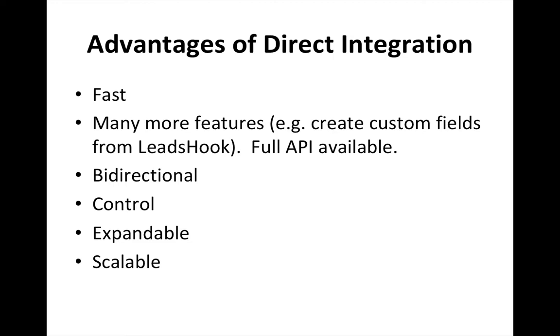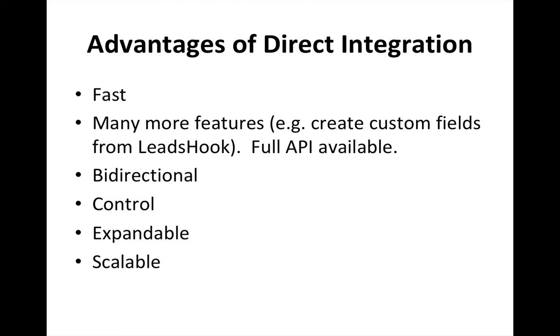If a new feature is added in an app and you want that available, with a direct integration we can pretty much add that in as soon as the API has been updated at the app level. While with Zapier, you have to wait until whoever's done the integration will update it. And lastly, it's scalable.